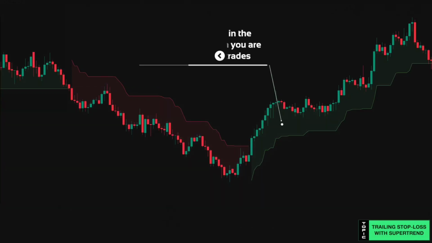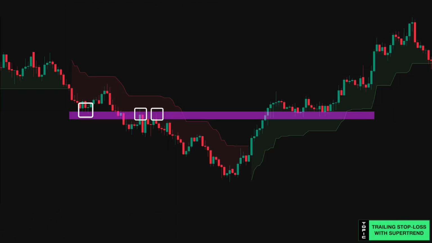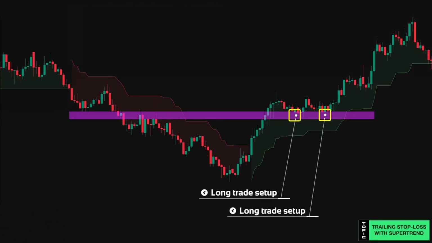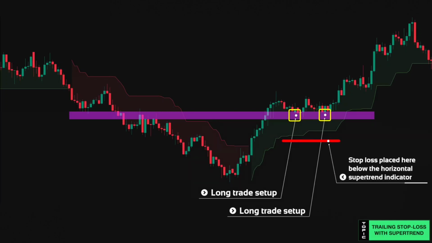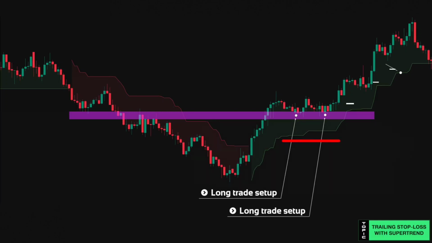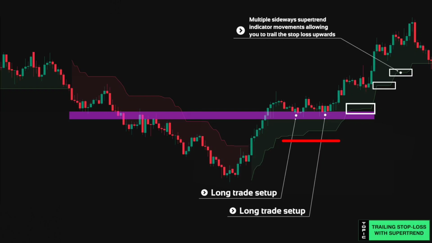Price moves into the green super trend, giving you a bullish bias. These reversal points give you a key level. Long trade setup here. Stop loss placed here below the horizontal super trend indicator. All these horizontal sideways super trend movements allow you to continue and trail your stop loss upwards.